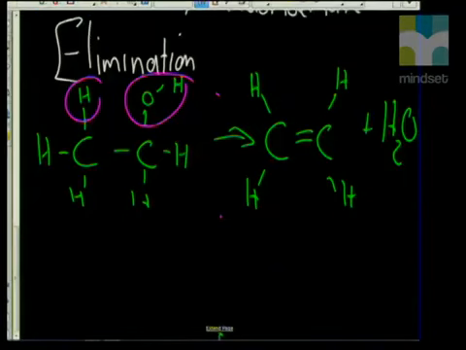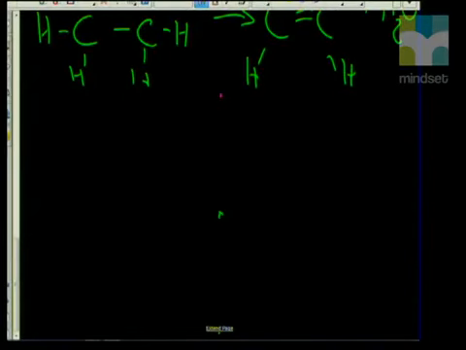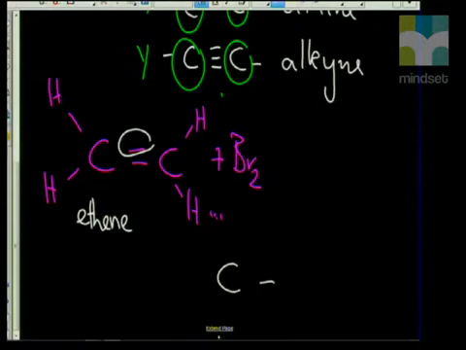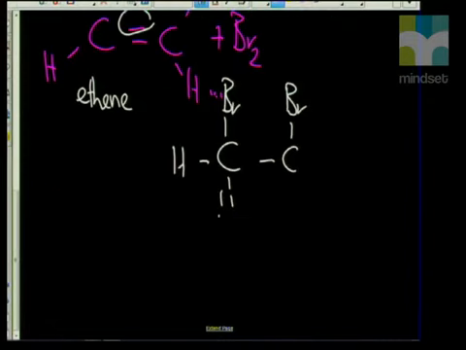Elimination. Last one is addition, going from ethene to something like this, which we would call dibromoethane. And if I wanted to be really correct, I would call this 1,2-dibromoethane.